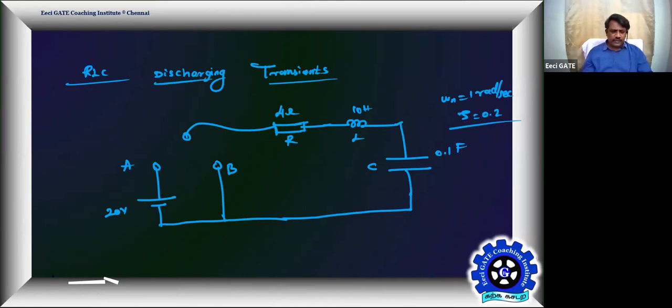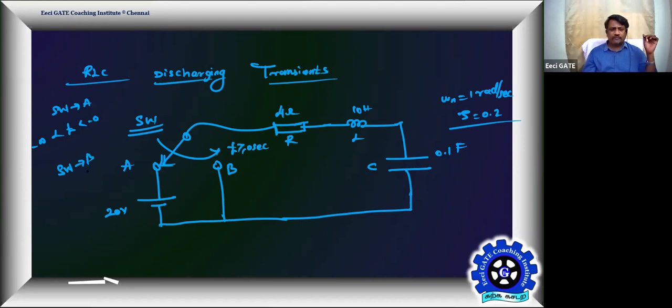Now the situation is this. The switch is connected to position A for a long time, and then thrown to position B for t greater than or equal to 0 seconds. Tell me what Vc of 0 minus is. The switch is in position A for t from minus infinity to 0 minus, and connected to position B for t greater than or equal to 0. Getting everyone?